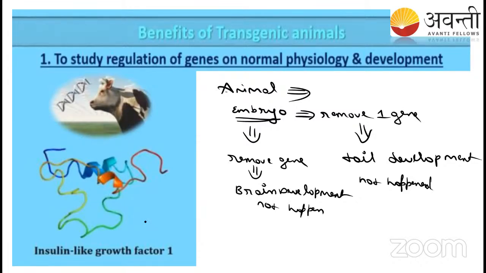So this is how they study the function of a gene. They have taken the embryo and removed a gene, and then the animal was formed but with no tail. Then they removed another gene, and thereby brain development was impaired. So they are studying the function of genes using the transgenic animal.